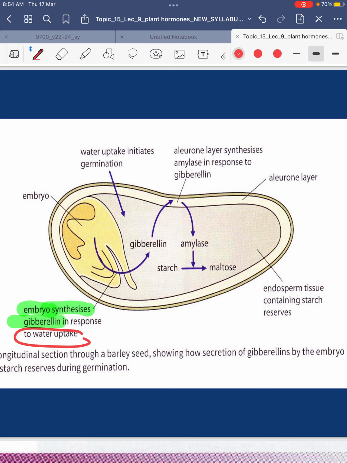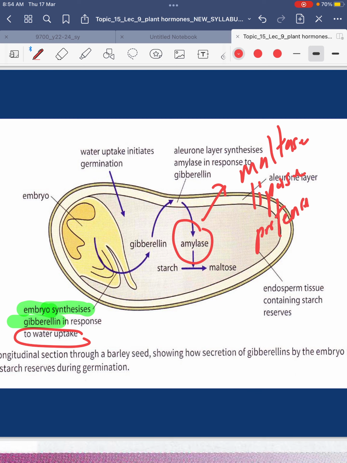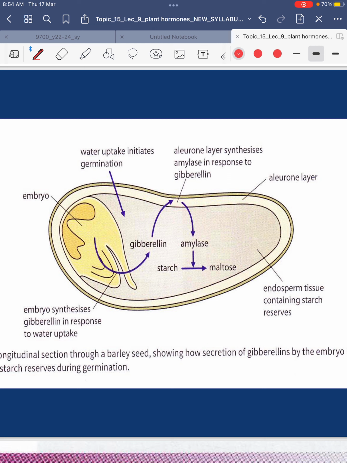One of the important enzymes, of course, is amylase. Other important enzymes include maltase, lipase, and proteases, some enzymes that break down protein. Here, what is only shown is amylase, because we want to show the breakdown of starch.